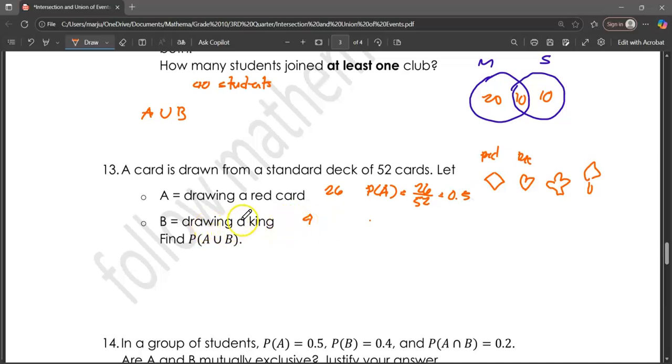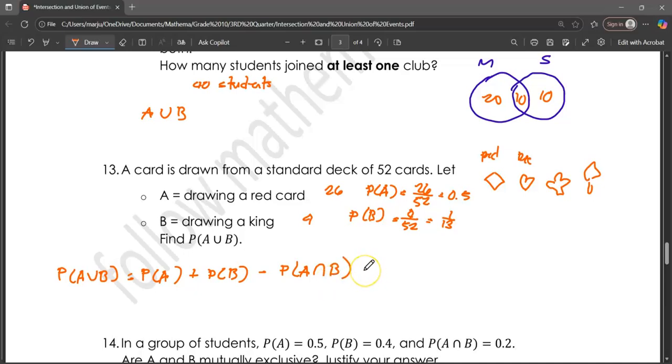Ito namang probability of drawing a king, this is just probability of B, 4 out of 52. Or if you're going to simplify this, this is 1/13, right? So we are asked to find probability of A union B. So remember, probability of A union B, this is what? Probability of A plus probability of B minus probability of A intersection B.